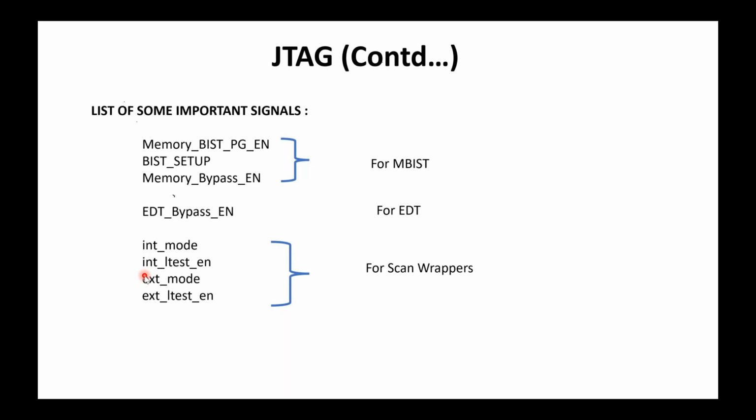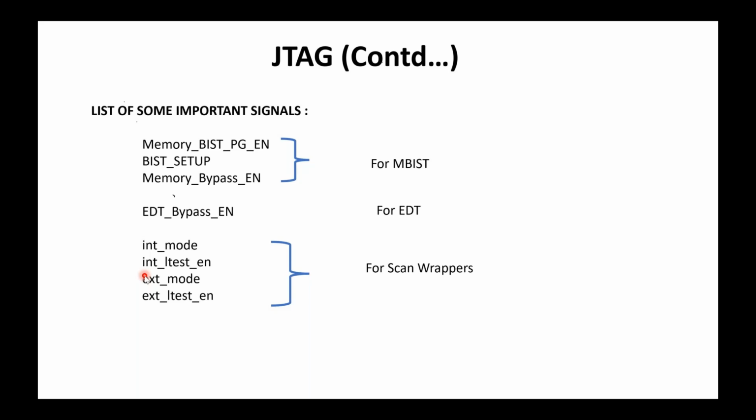So if all these signals are to be controlled from the top level, then the number of ports at the top level will increase drastically. That is why we are going for JTAG, to control these signals internally. If we go for JTAG, these signals will be controlled internally through the JTAG logic, and from the top level we'll just need 5 ports required for JTAG to control all these signals.